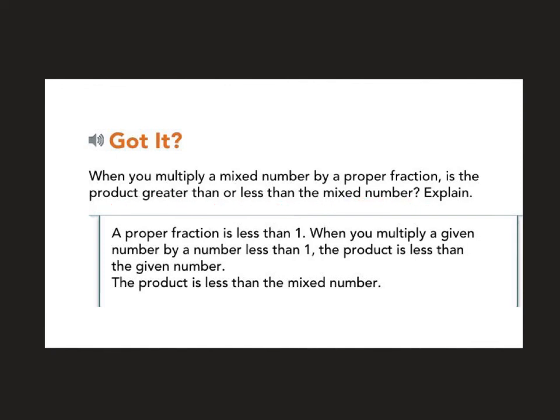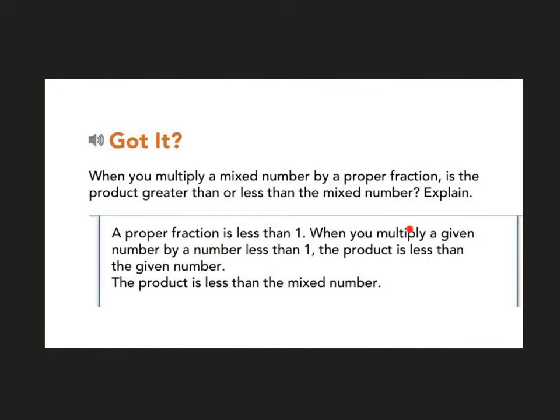Explain. Well, if you think about that, the proper fraction is less than 1. It has to be. It's a fraction. So it's going to be 2/5, 3/7. So it's less than 1. A proper fraction is less than 1.